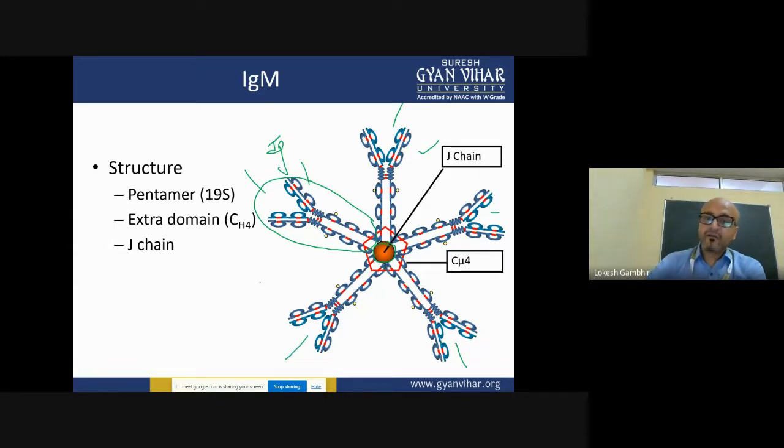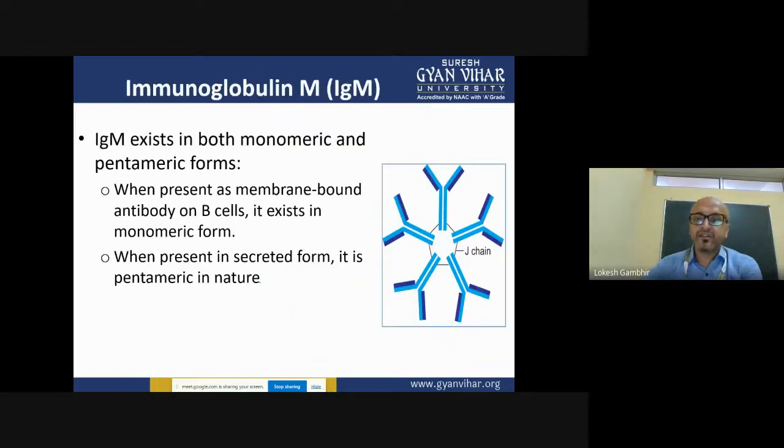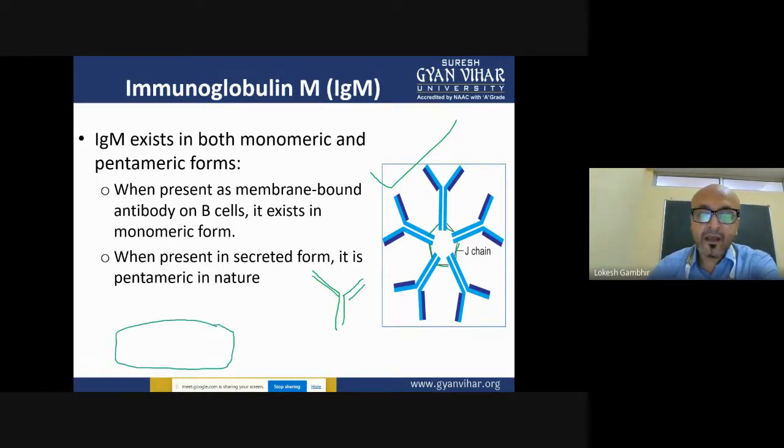This is the actual secreted structure of IgM, and it looks in such a manner. The J chain is responsible for cross-linking the immunoglobulin M units. Now, they exist in this form, and they also exist in monomeric form. Suppose this is a plasma B cell. When IgM is expressed on its membrane, it is monomeric. The moment it is secreted from the cell, it forms this type of structure.